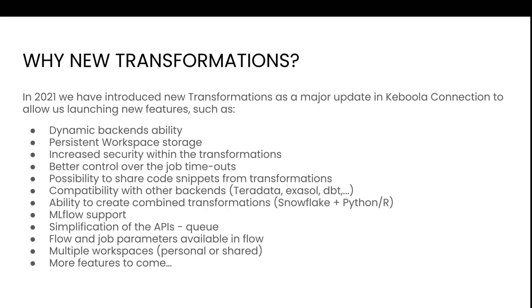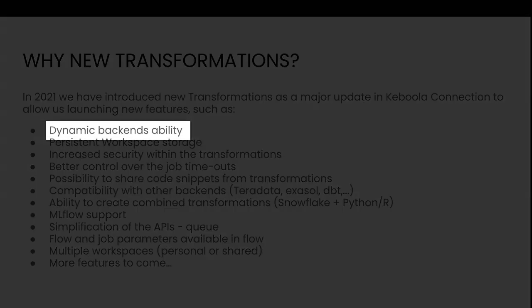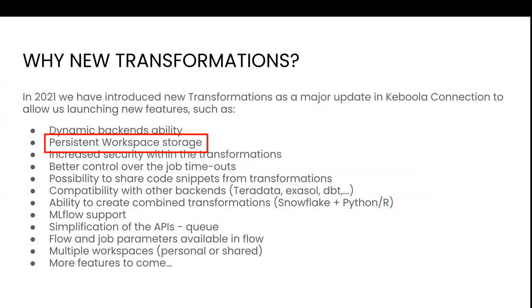With the new transformations, you will gain quite a lot. Here are some of the highlights. Dynamic backend. For every single job running on Keboola, you will have the opportunity to decide how strong a backend you want to use for it, both for the SQL and Python or R transformations. Persistent workspace storage. With this feature, you will no longer lose data once the storage switches into sleep mode.